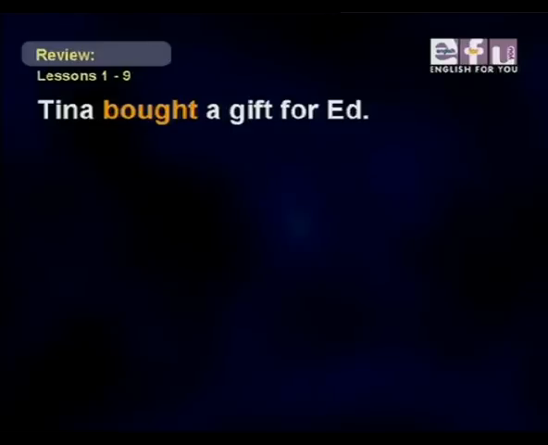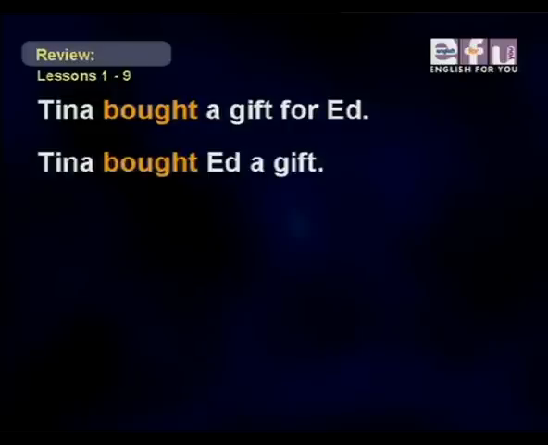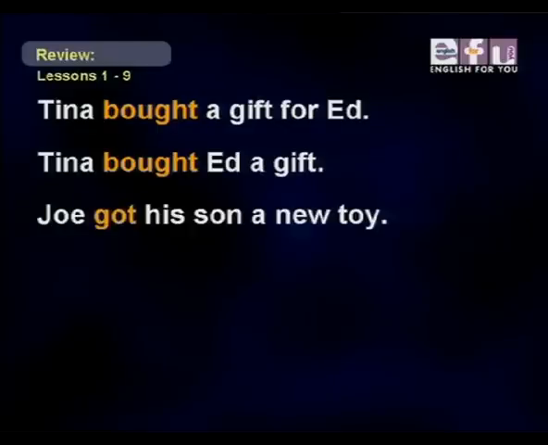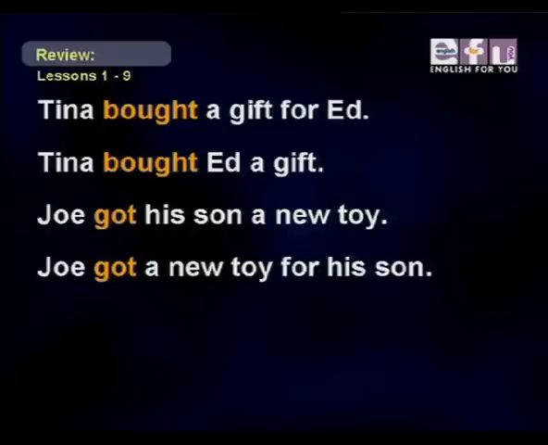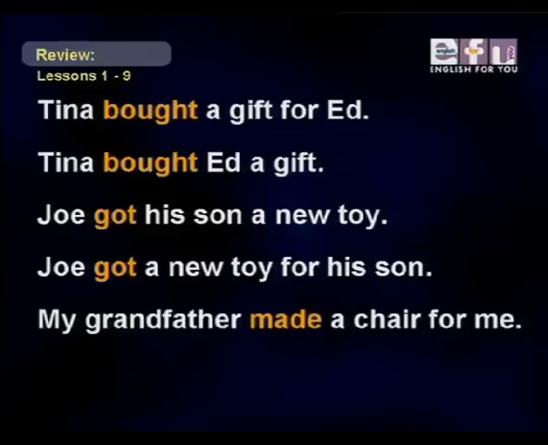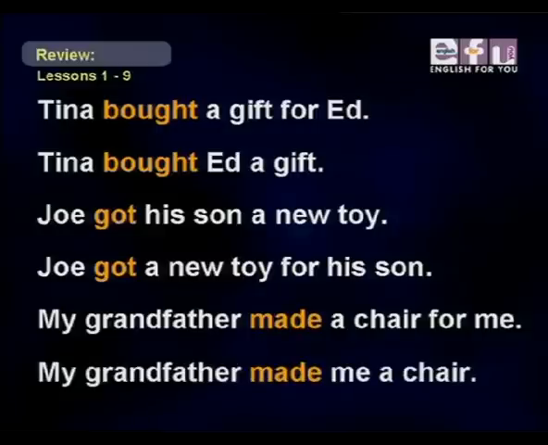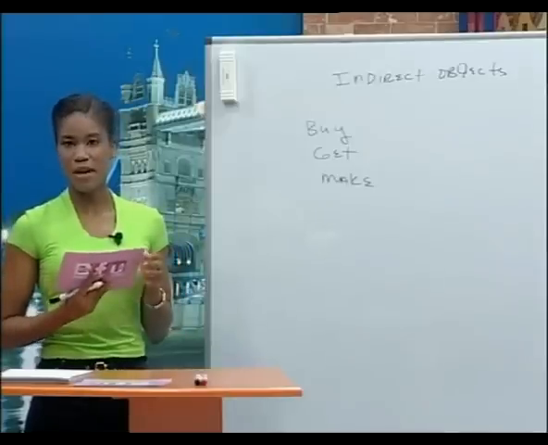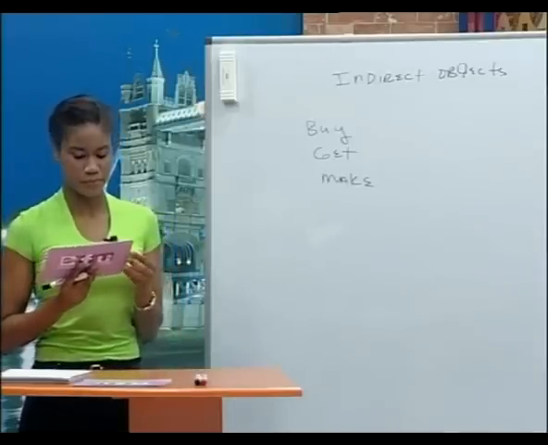Tina bought a gift for Ed. Or you can say, Tina bought Ed a gift. Means the same. Next example. Joe got his son a new toy. Or Joe got a new toy for his son. Same meaning. Next. My grandfather made a chair for me. Or my grandfather made me a chair. All right, now we're ready to practice indirect objects.